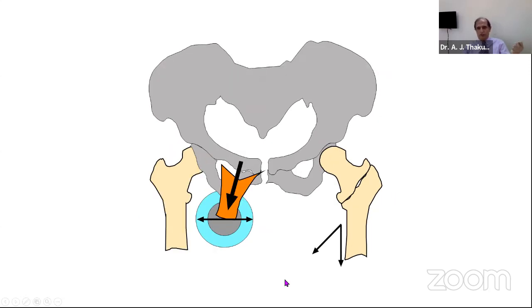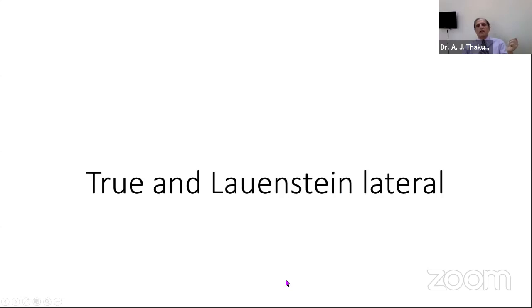This is the best position that we should go for. Now, when it comes to taking X-rays in transcervical or intertrochanteric fracture, we take a lateral view. Anybody say lateral view of the hip? We say yes, fine, it is true. What about true and Lowenstein? What is this new stuff?